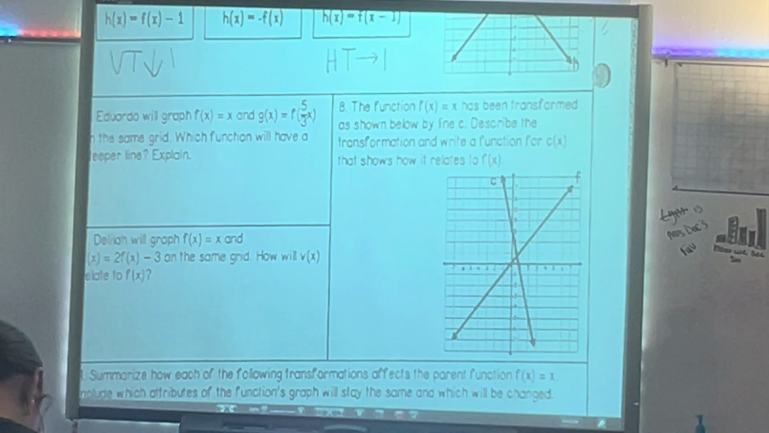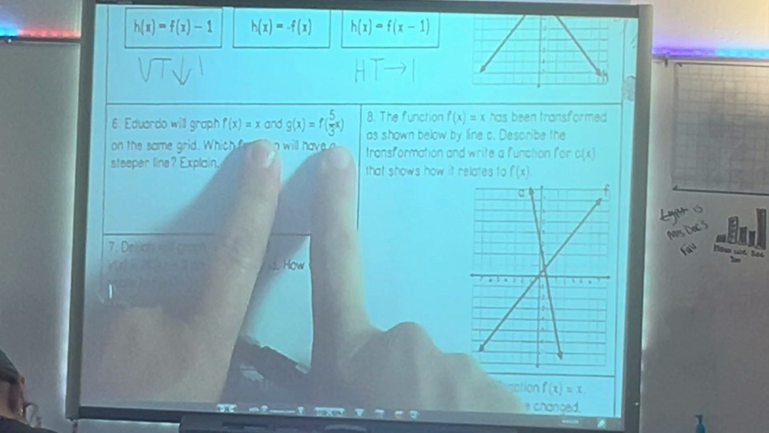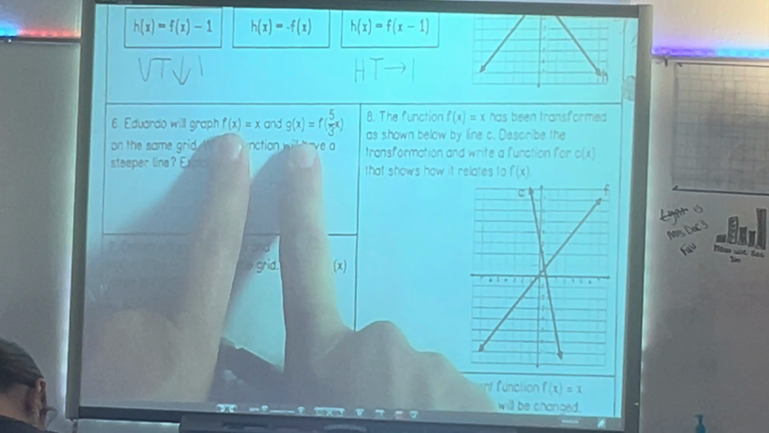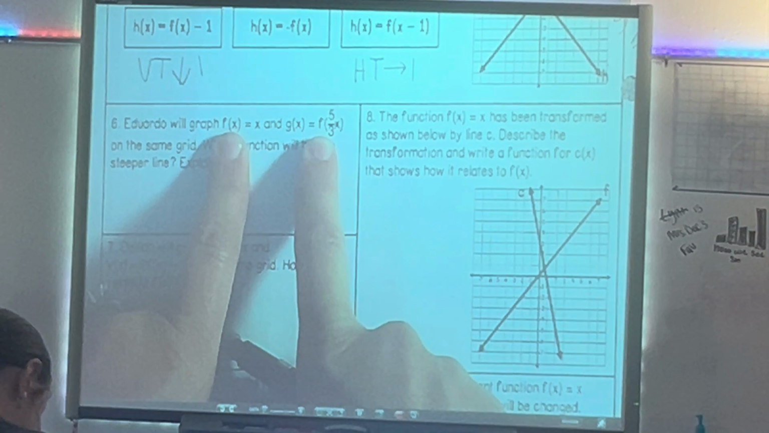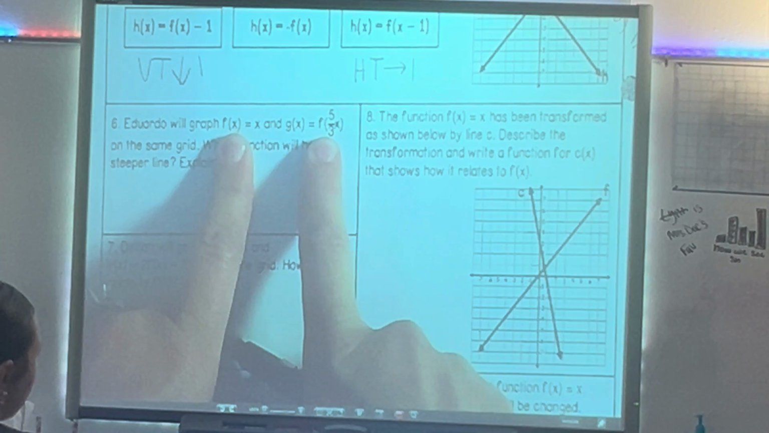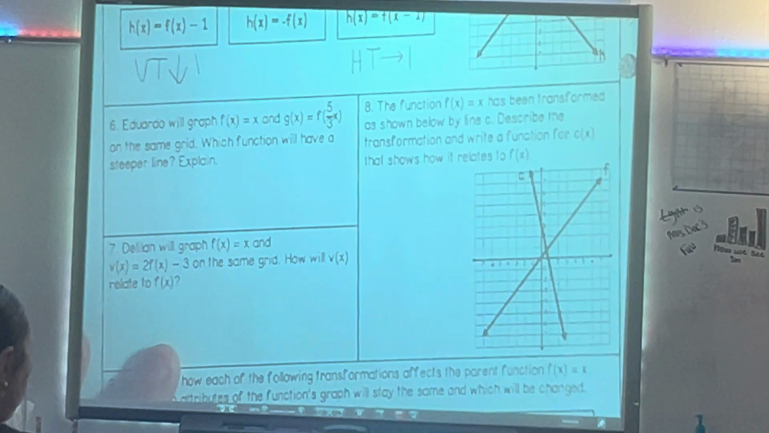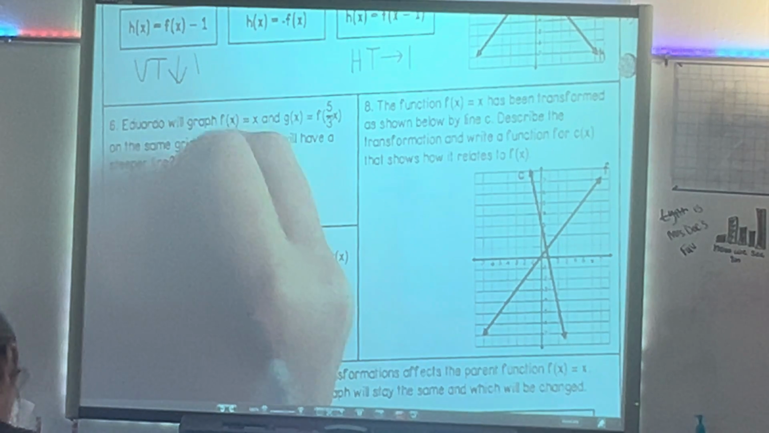on the same grid. Which function will have a steeper line? F of x or this one? F of x is going to be steeper or g of x is going to be steeper? What's the slope of f of x going to be? 1. What's the slope of g of x going to be? 5/3. Who's going to be steeper? G of x will be steeper. We okay? G of x.